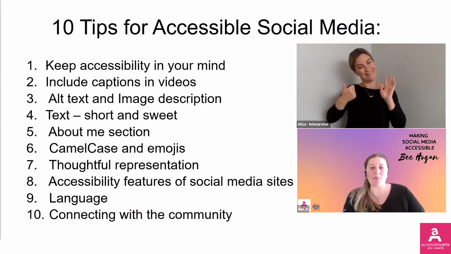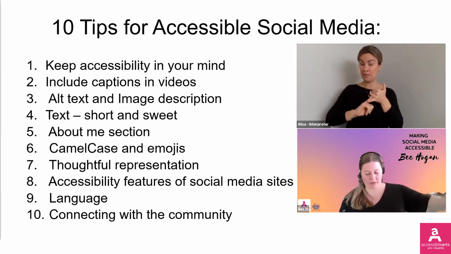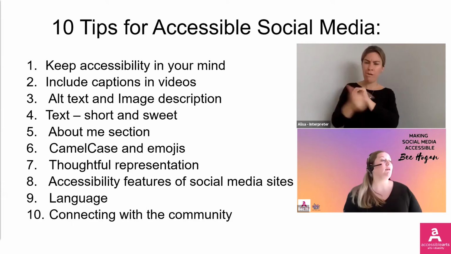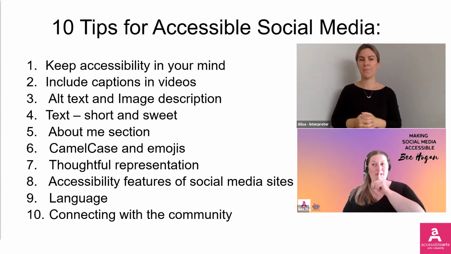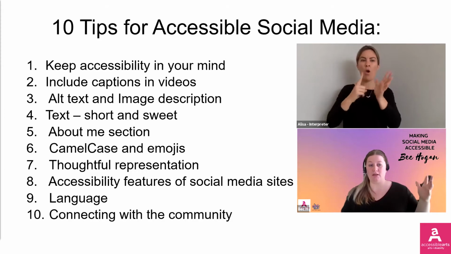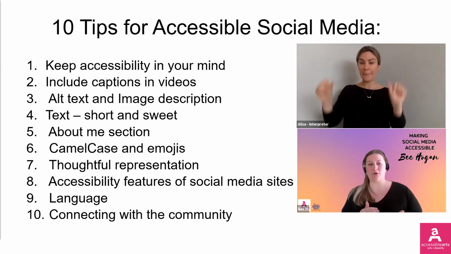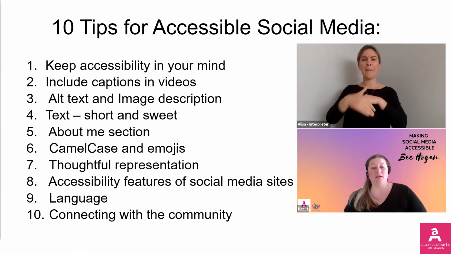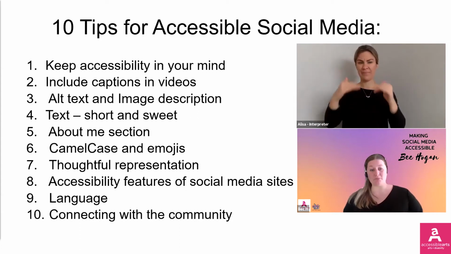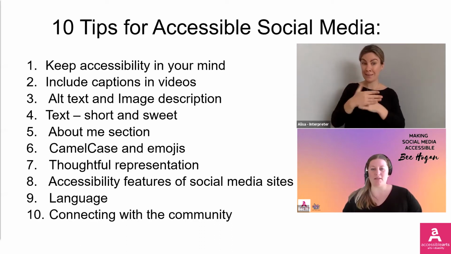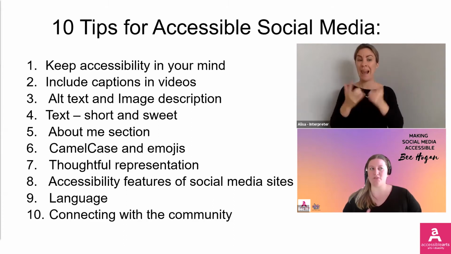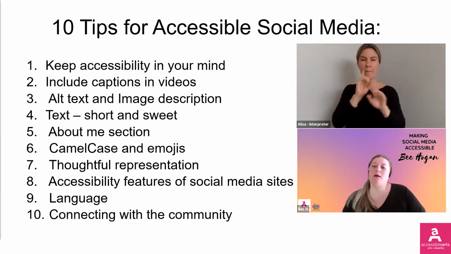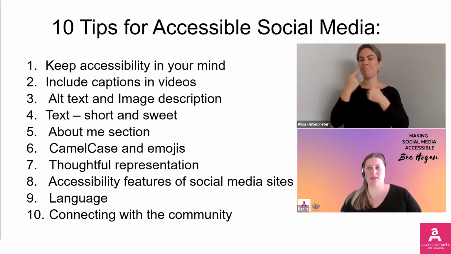All right, so here are my 10 tips for accessible social media. I'm going to go into all of these in detail, obviously, but here's just a little overview. So number one, I will come into in just a second. Number two is captioning, and then we've got alt text, image description, general advice on text and using text posts, the About Me section, which is an accessibility option, you will find out. Things like camel case, emojis, representation, the accessibility features of specific social media sites, language, and connecting with the community. Now, some of these are obvious, some of these you're probably going, what's that about? But all will be revealed. So let's jump right in.